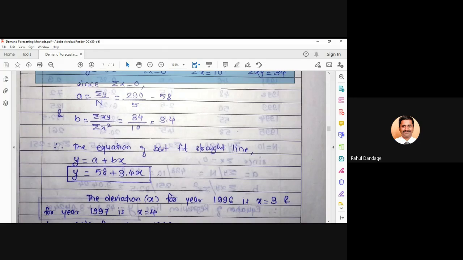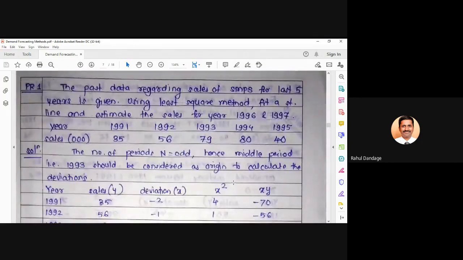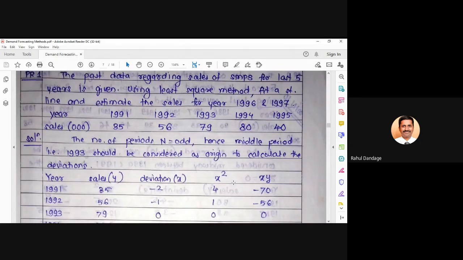Now once we have this equation, you can see the equation in front of you: y is equal to 58 plus 3.4x. Whatever year we need to calculate the demand forecast for, we have to consider the value for x, that is the deviation, and then we have to calculate the value for y. Now you can see the question says determine the estimate for sales for year 1996 and 1997.